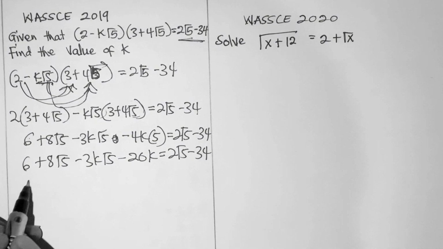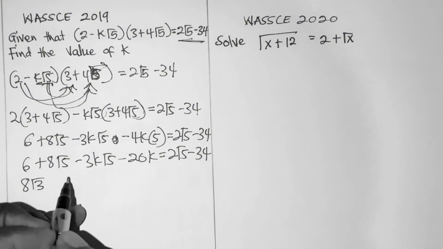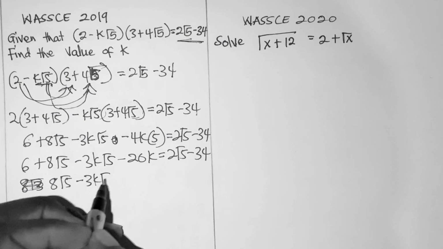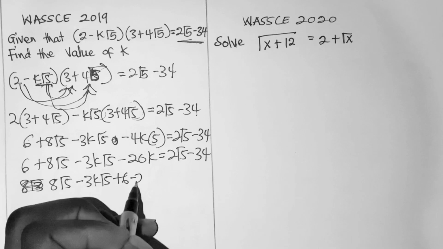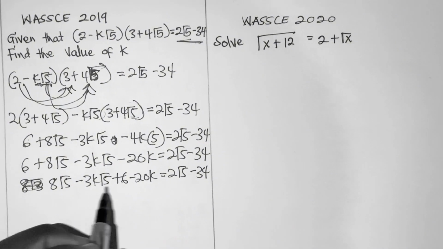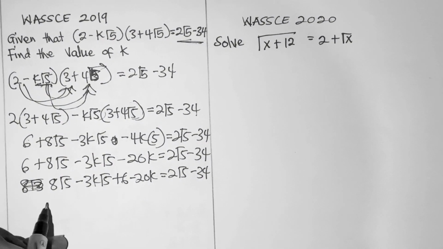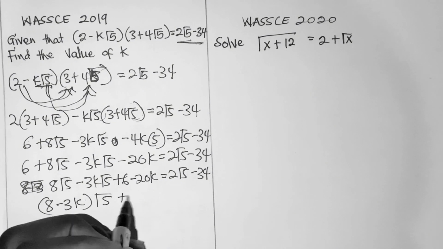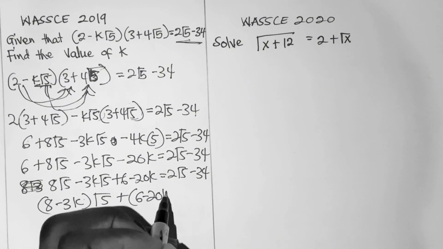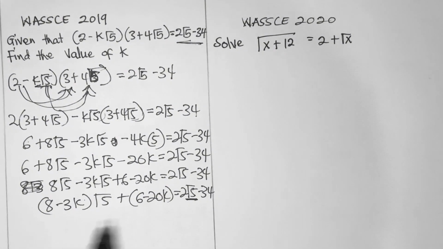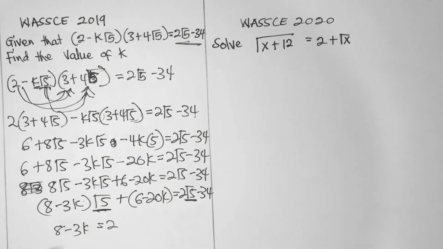So let's group like terms. You see that we have 8 root 5, then minus 3k root 5. We also have plus 6 minus 20k equals 2 root 5 minus 34. So we can factorize root 5 out of this. So we have (8 minus 3k), all of that times root 5, plus 6 minus 20k equals 2 root 5 minus 34. So you see that here has root 5, here also has root 5. It means that 8 minus 3k is equal to 2.